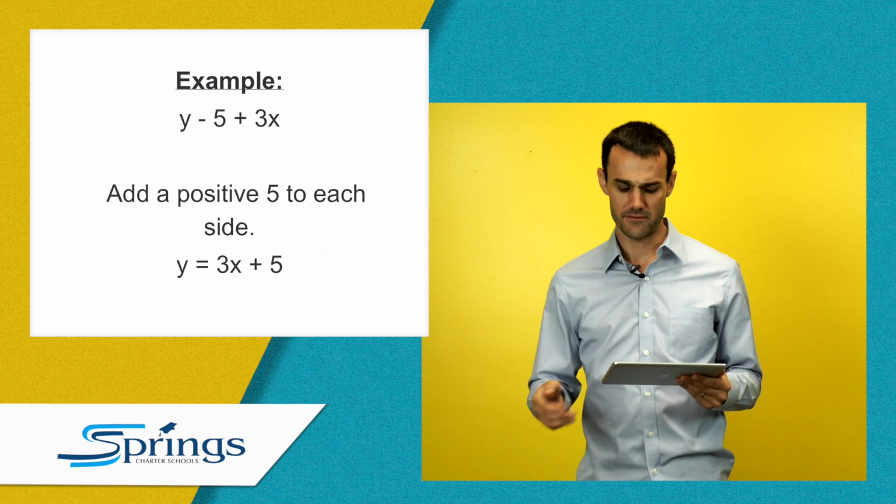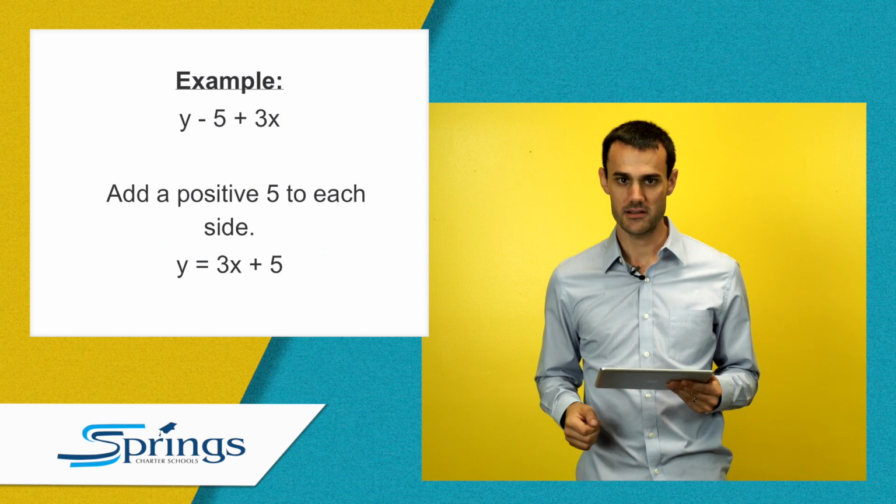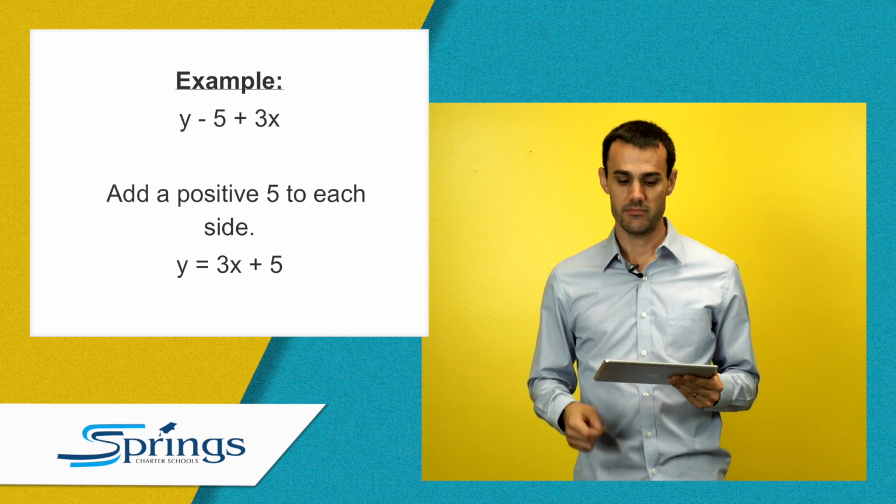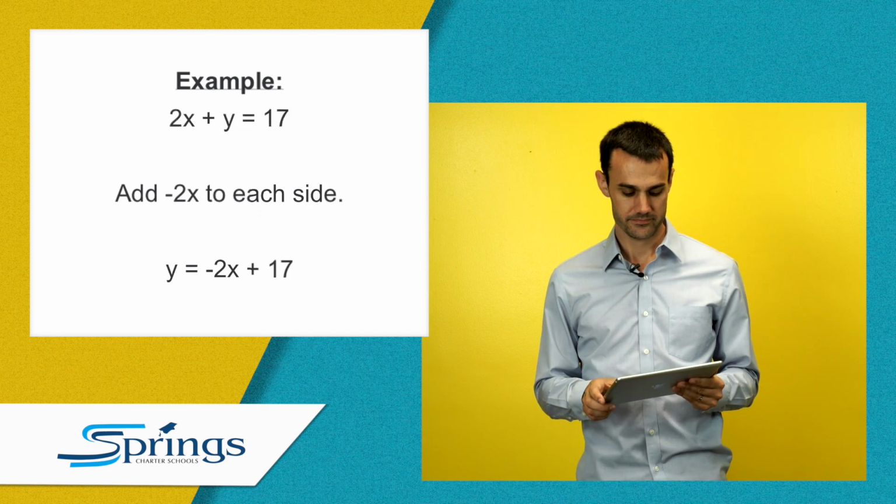Ask yourself, can you find the slope? Can you find the y-intercept in our new equation? Absolutely you can. The slope is 3 and the y-intercept is positive 5.